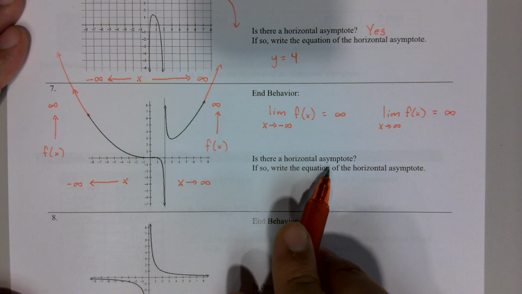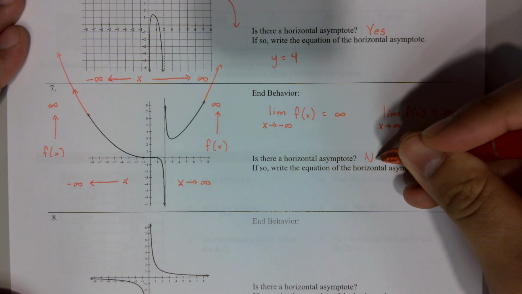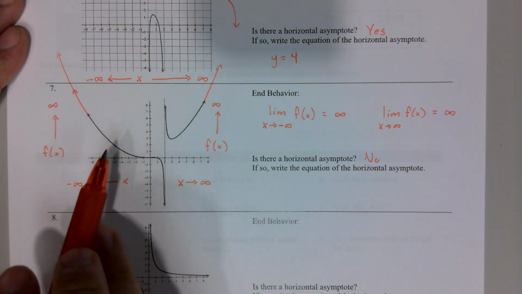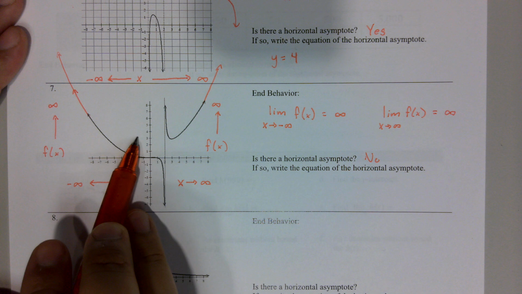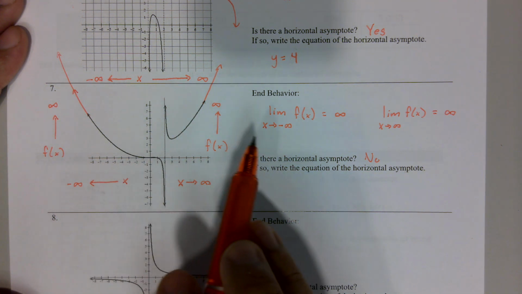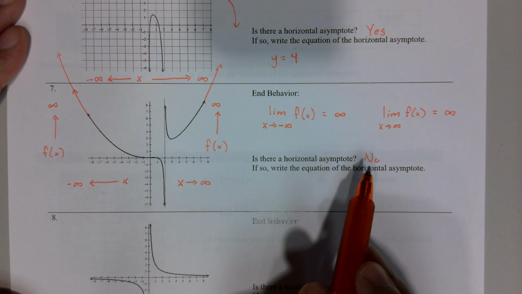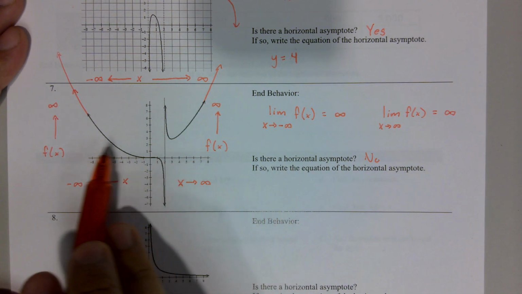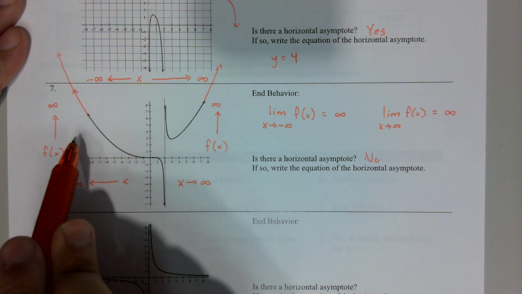And so is there a horizontal asymptote? No, there's not. You won't always have a dotted line, but especially if you see a dotted line, that's telling you that we have a horizontal asymptote. But our horizontal asymptotes are some value that our function approaches for the end behavior. And our end behavior, it's not approaching any flat line.